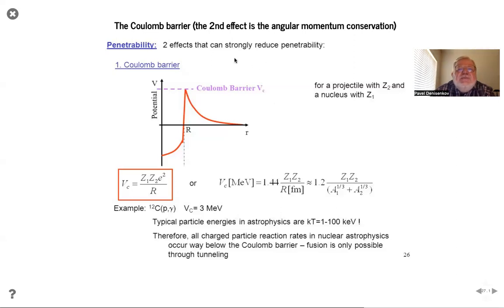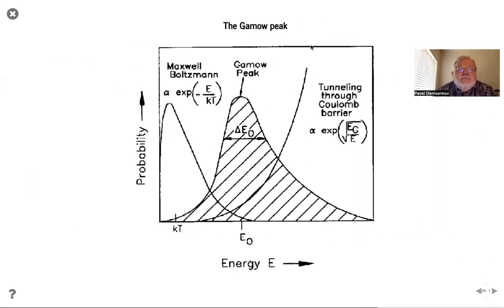The second effect that strongly reduces reactions is the angular momentum conservation. Particles have to obey angular momentum conservation. So there are two effects that actually hinder reactions: the Coulomb barrier, and the second, angular momentum conservation, okay?